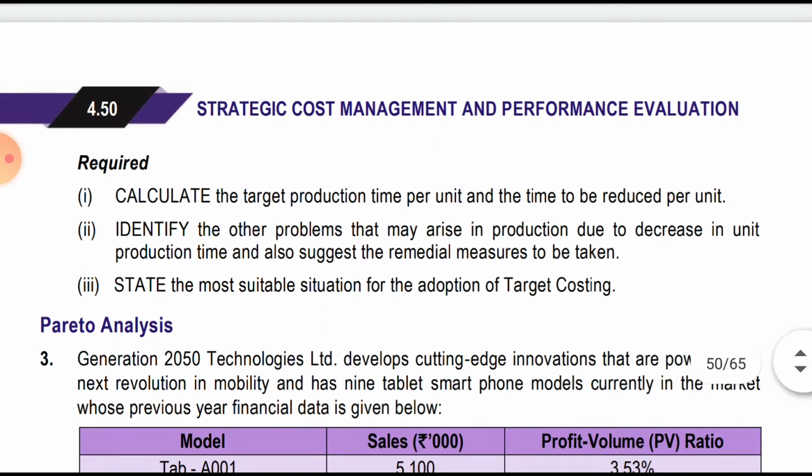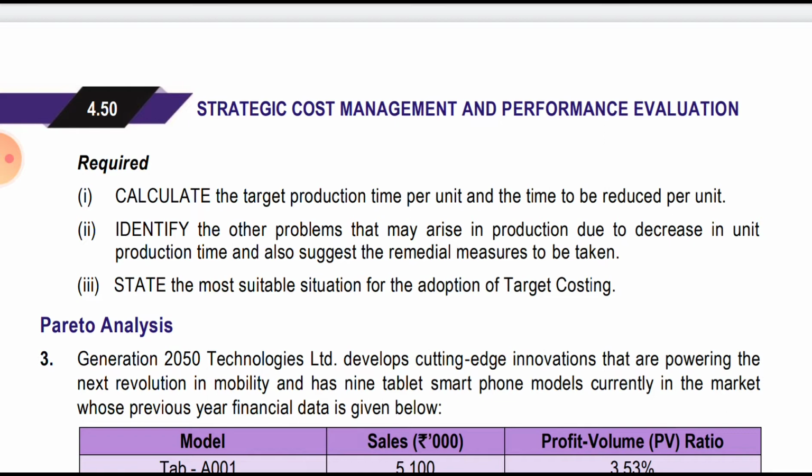Second, identify the other problems that may arise in the production due to the decrease in the unit production time, and also suggest the remedial measures to be taken. This is basically a theory based question, so we have to identify the other problems that may arise due to the decrease in the unit production time. The suggested answer would be that it will lead to unnecessary pressure on the management since the time has been reduced, and as such we have to frame the answer.